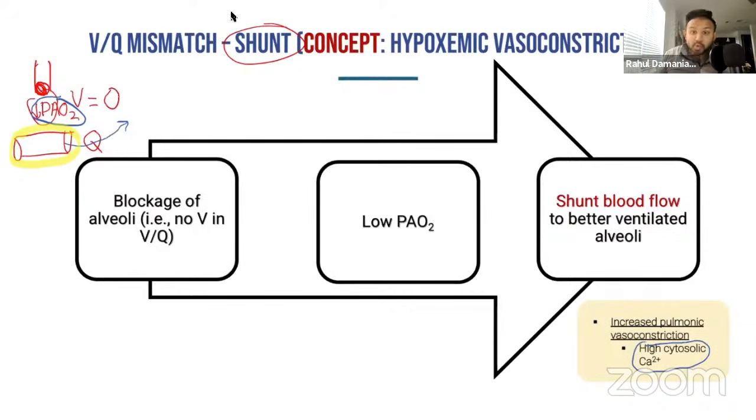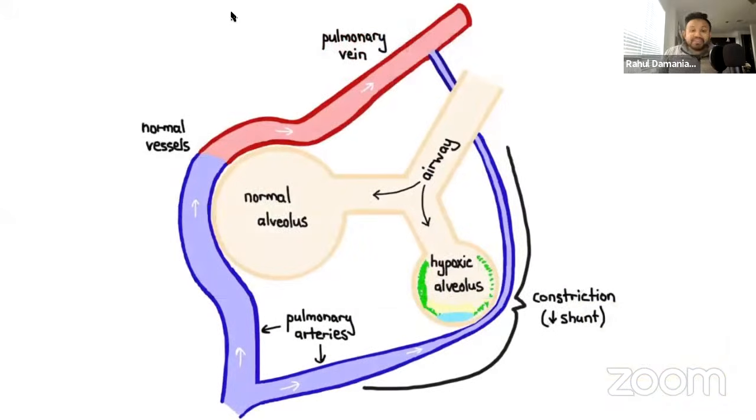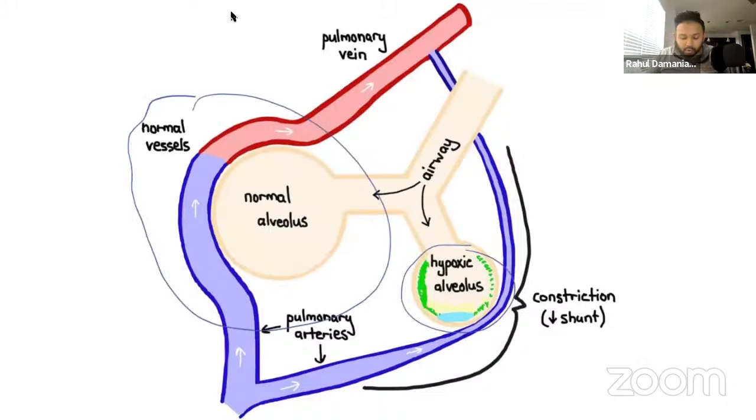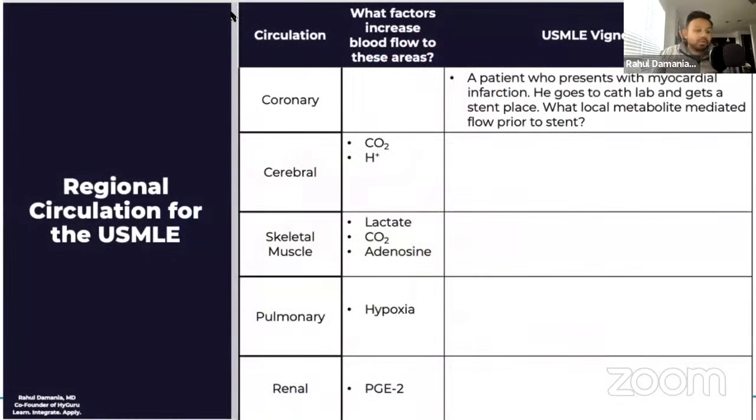Remember that calcium is going to be one of your powerful vasoconstrictors. This is going to be a graphical representation of what I was just talking about, the shunt and hypoxemic vasoconstriction. What you notice here is that this hypoxic vasoconstriction is going to shunt blood into more normal areas. So this is an important concept, guys, and that is talking about regional circulation.